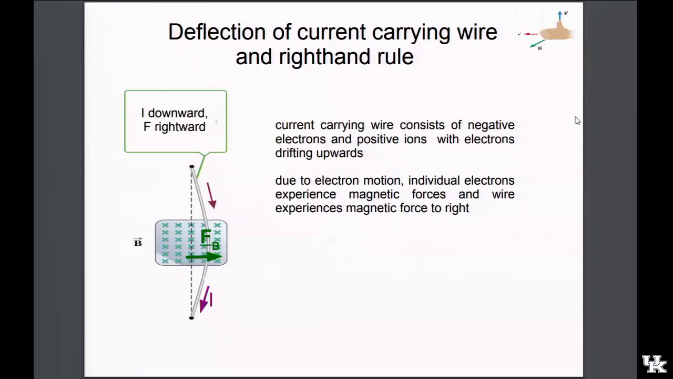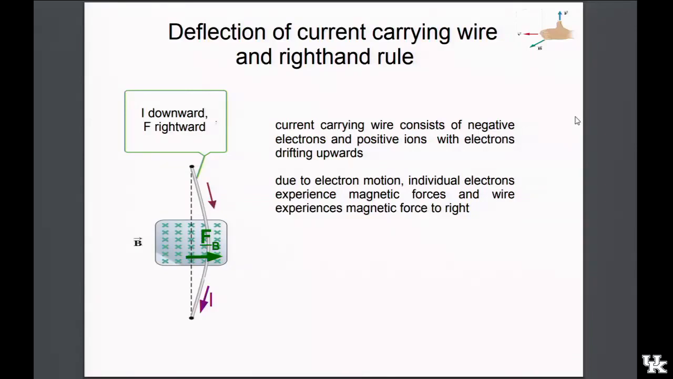And likewise, if we think about the electrons, they are now going up. The field is still in towards the screen. My thumb points towards the left, but that's the direction for a positive charge. The electrons are negatively charged, so they would experience a force towards the right. So now they're also individually forced towards the right.